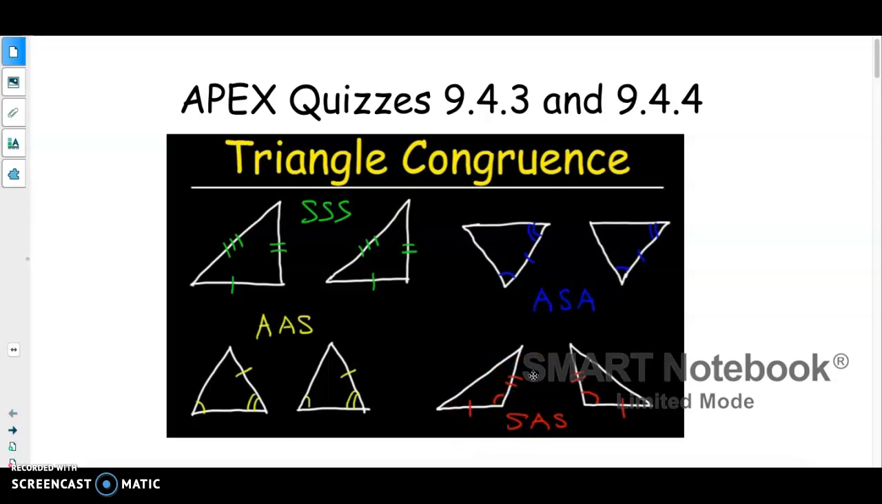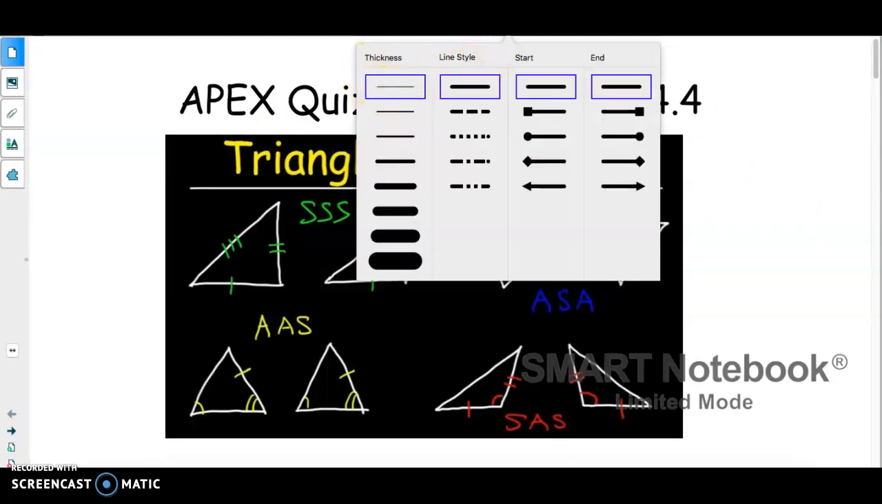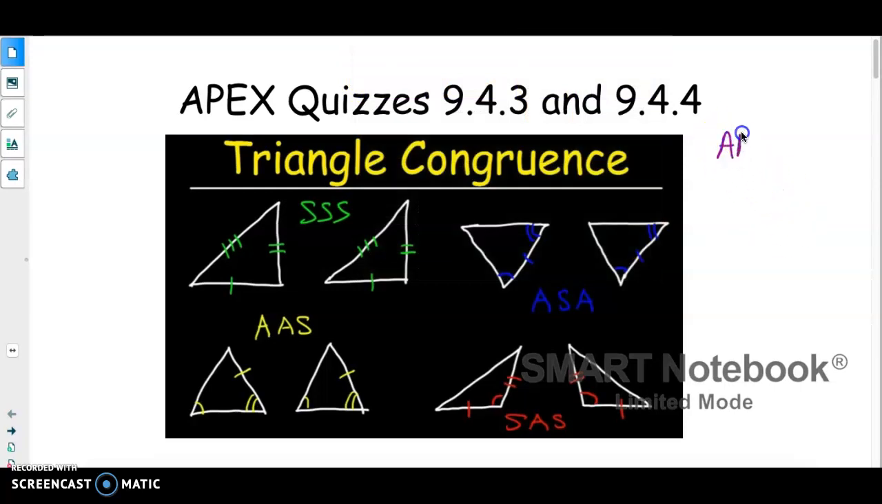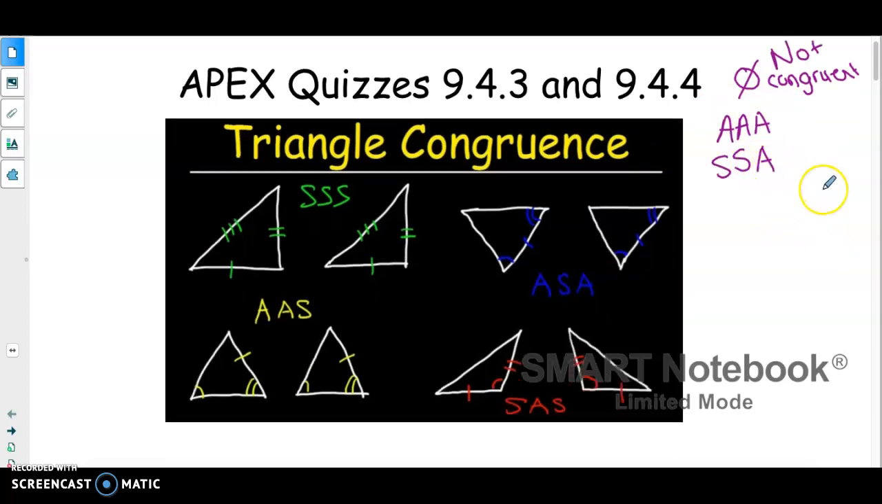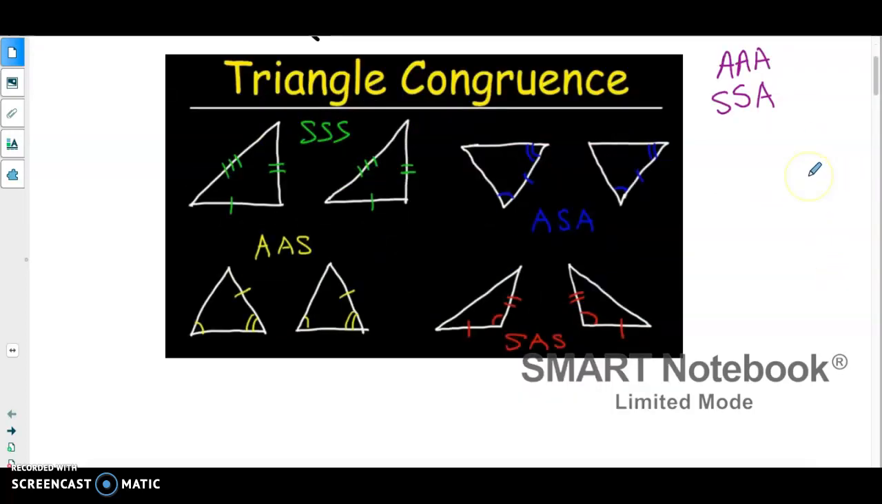There are two other varieties that you might see, and these ones do not prove congruence. So you have angle, angle, angle, and these are not congruent. And then the other one would be side, side, angle. Both of these are not congruent. They don't prove a congruence, okay? So if you see either of those, then you know it does not prove that anything is congruent.